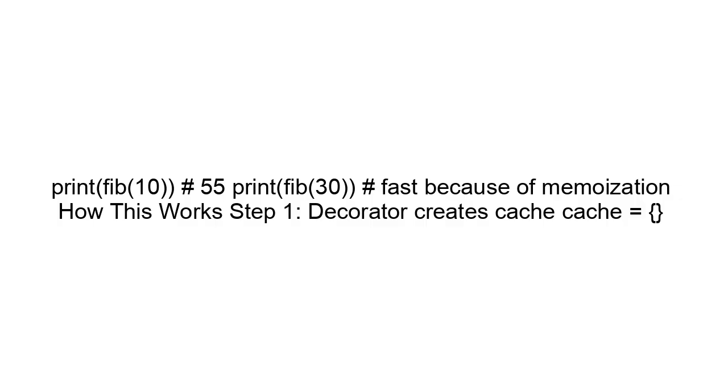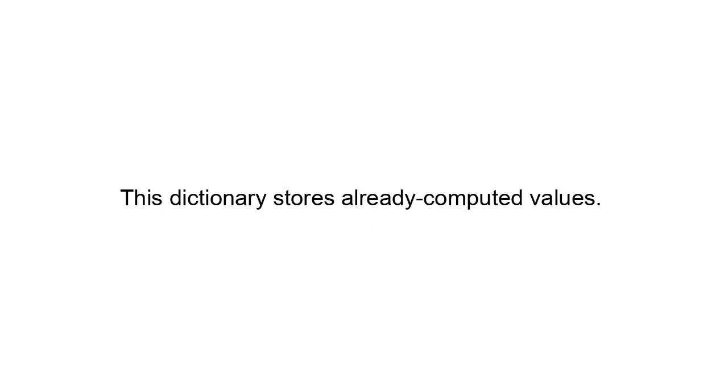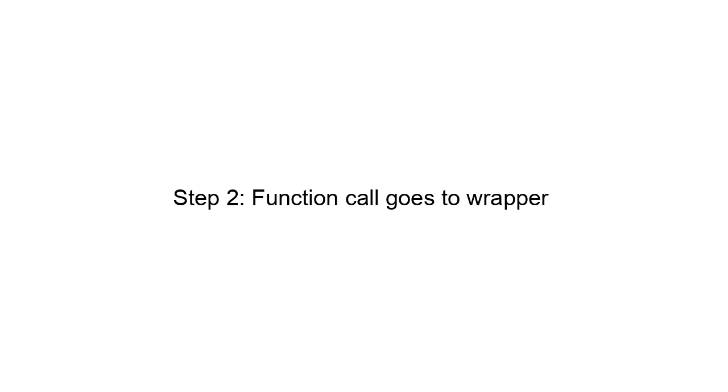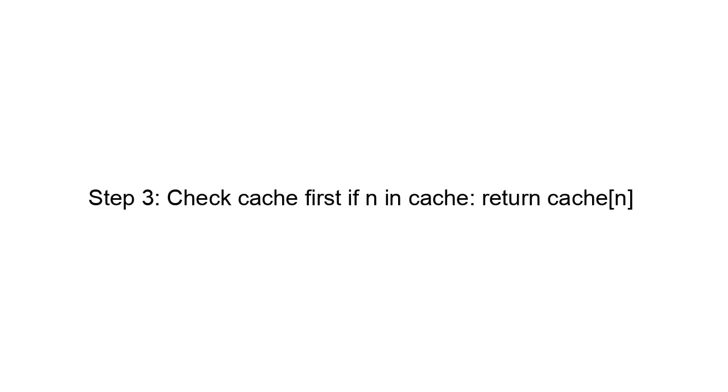How this works. Step 1: the decorator creates a cache. cache = {}. This dictionary stores already computed values. Step 2: the function call goes to the wrapper. When we call fib(10), Python actually calls the wrapper. Step 3: check the cache first. If n in cache, return cache[n]. If the result already exists, reuse it.